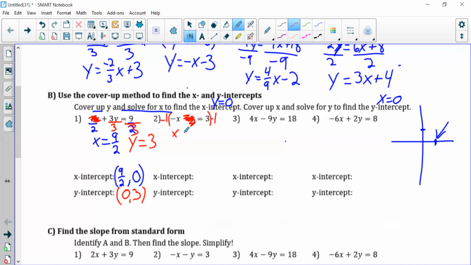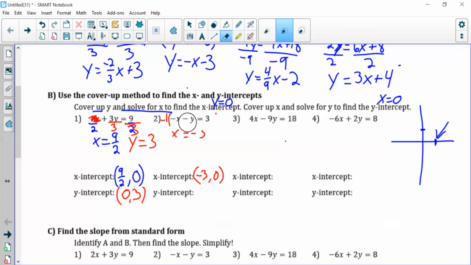So I get x equals negative 3. So my x-intercept is negative 3, 0. Let's erase. And let's do our y-intercept.